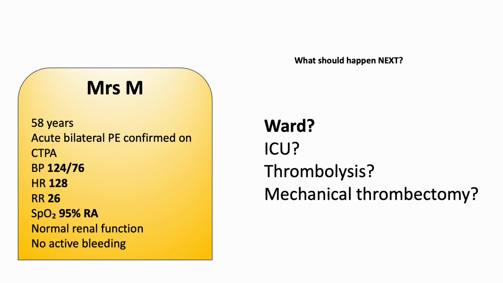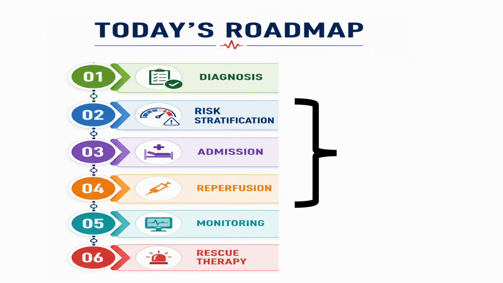So, our patient has an acute bilateral pulmonary embolism confirmed on CTPA. The question is, where should we admit this patient? Her saturations are fine. She looks relatively stable with a stable blood pressure. Should she be admitted in the ward, in the ICU, or should we directly go ahead and do thrombolysis for our patient? This is what we are going to understand with our guideline.